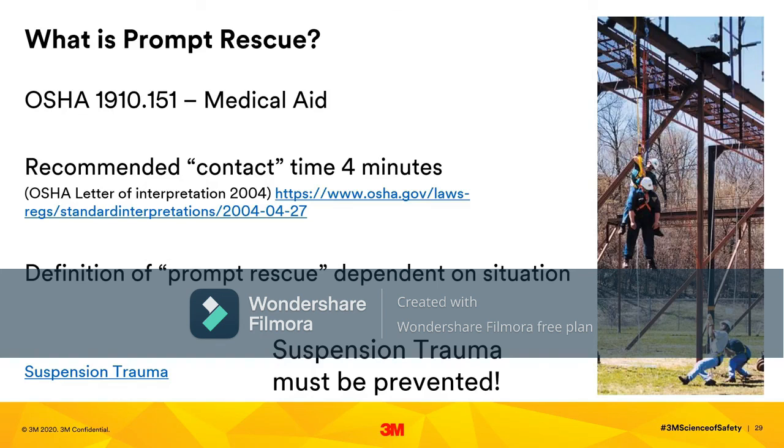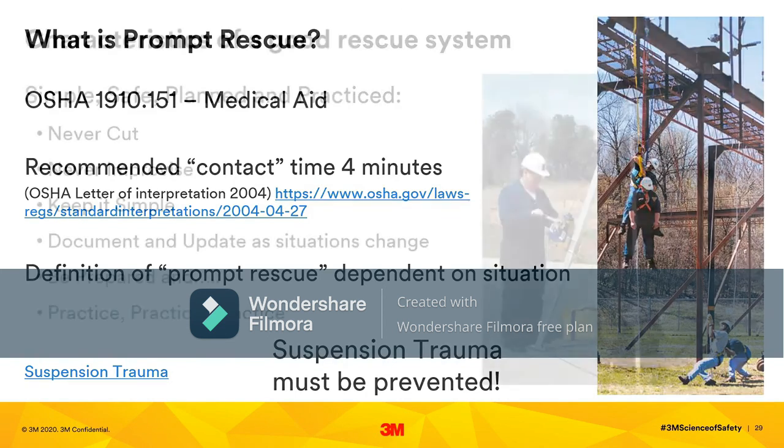What is prompt rescue? Well, it means that it must take place within 6 minutes, but every rescue situation is dependent on location and environment. Why is prompt rescue important? Well, there may be injury. 1910.151 suggests that medical aid should be rendered within 4 to 15 minutes. If it's potentially life-threatening, then 4 minutes. OSHA does not state a time frame. Suspension trauma is considered life-threatening.